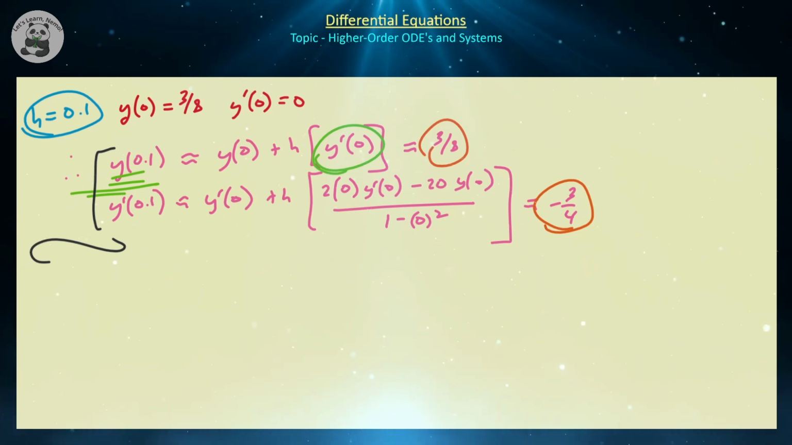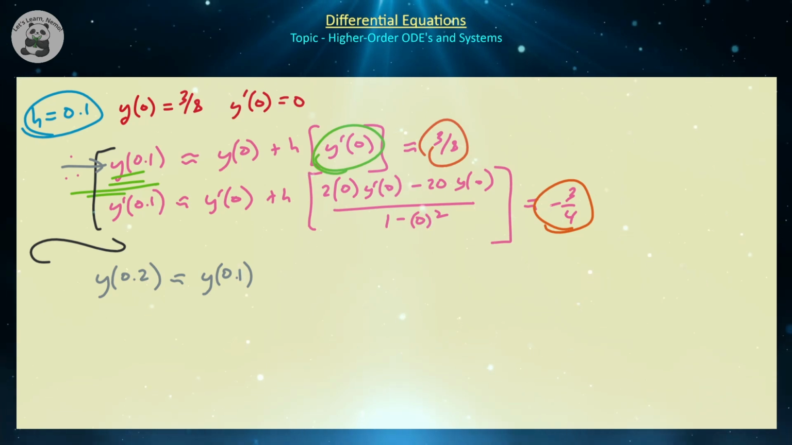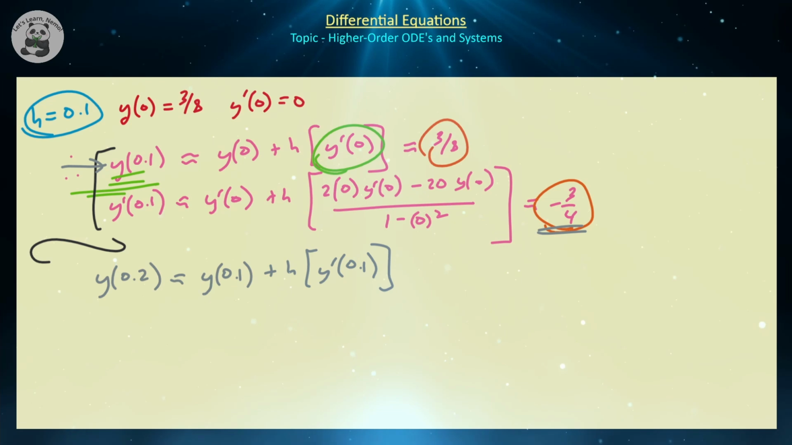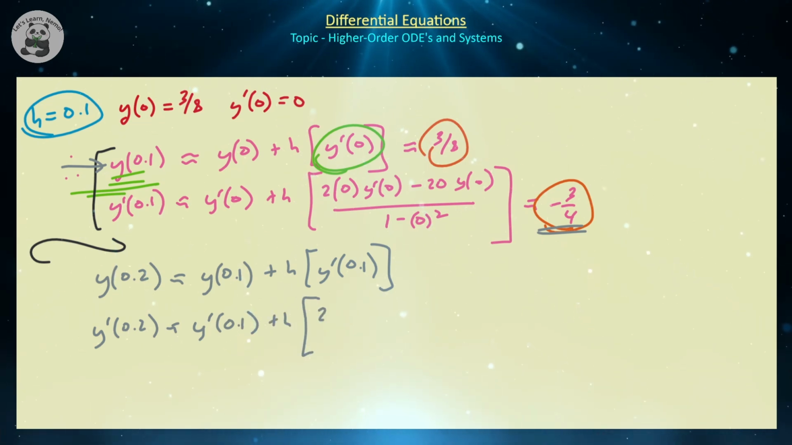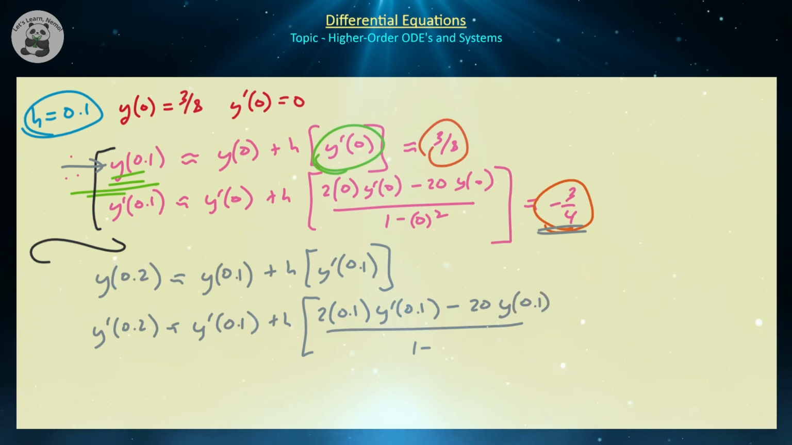Let's assume that we want to go through y of 0.2, so what will that be? So y of 0.2 will be approximately equal to y of 0.1, which we found to be 3/8, plus our h times y prime of 0.1, its approximation, which was given to be approximately negative 3/4, and then we have y prime of 0.2 to be approximately equal to y prime of 0.1 plus h times 2, 0.1, our approximation for y prime 0.1, minus 20 times y of 0.1, all over 1 minus 0.1, the quantity squared, which you can find to be approximately equal to negative 1.5227.